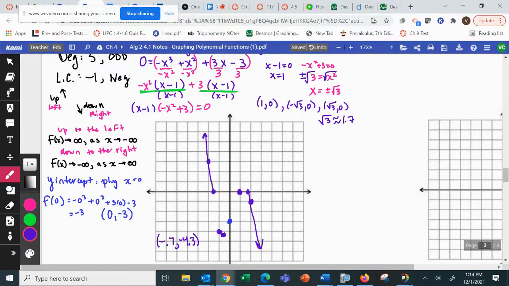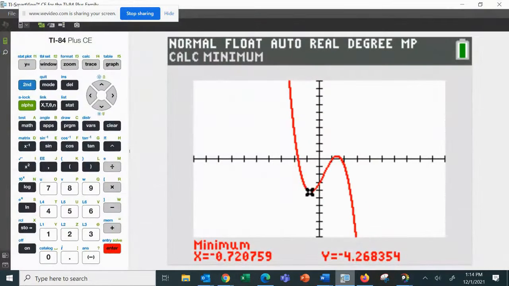Bottom point. And then I can start connecting. And then I just got to find that top point. So I'm going to do the whole finding minimum or maximum thing one more time. So now we're going to find this maximum point.